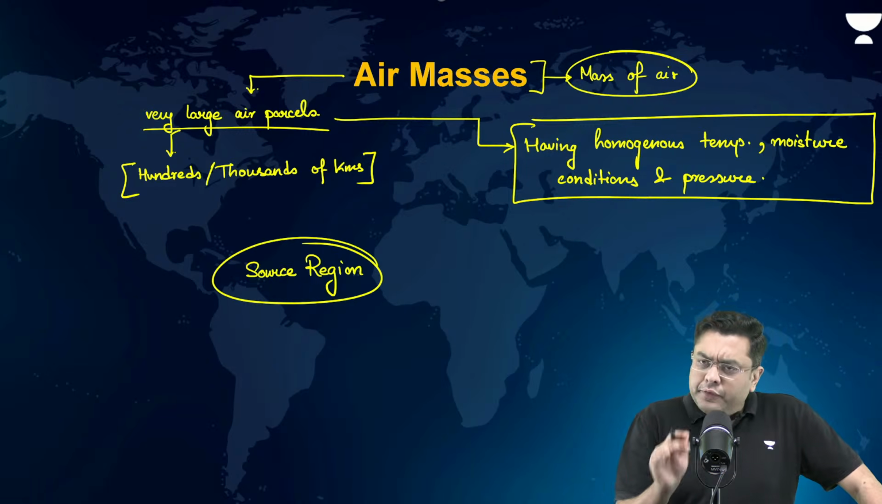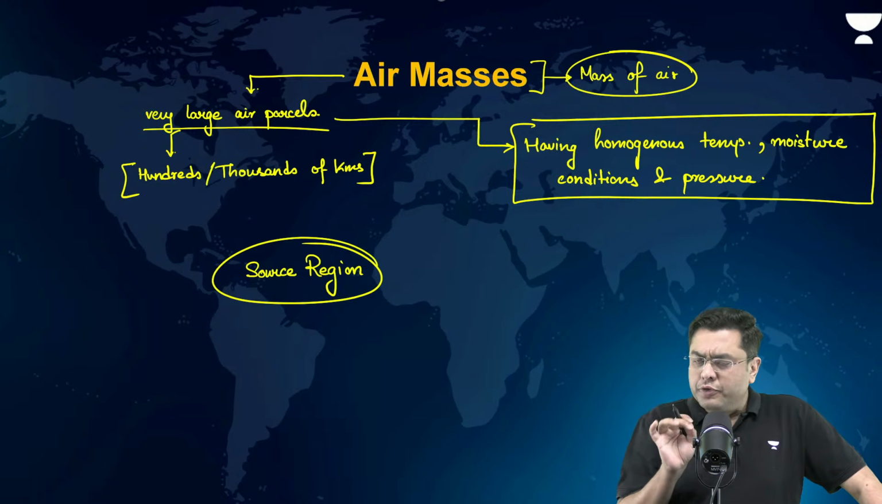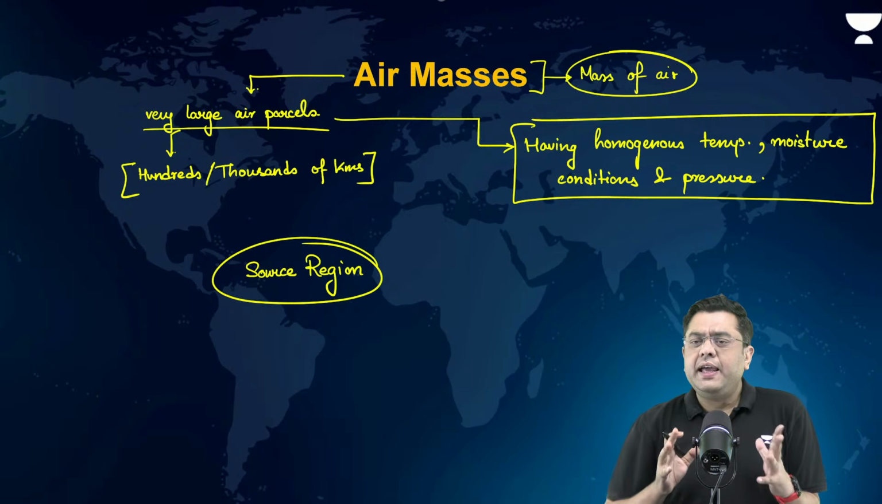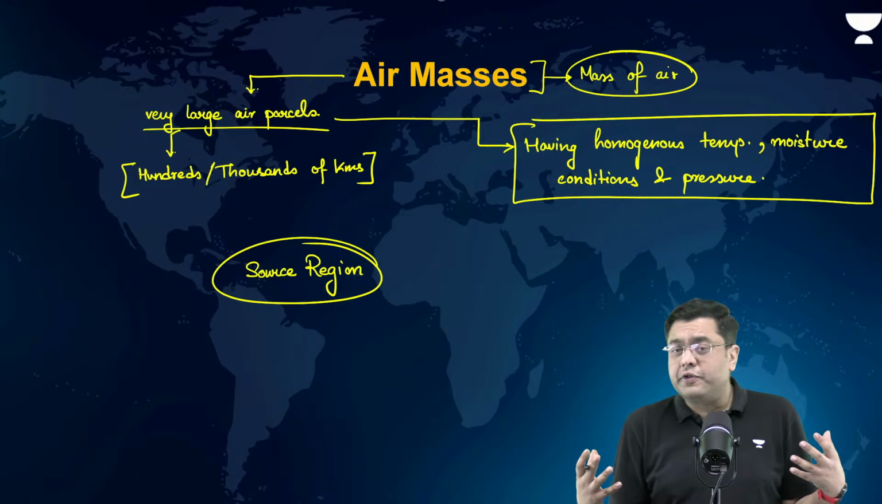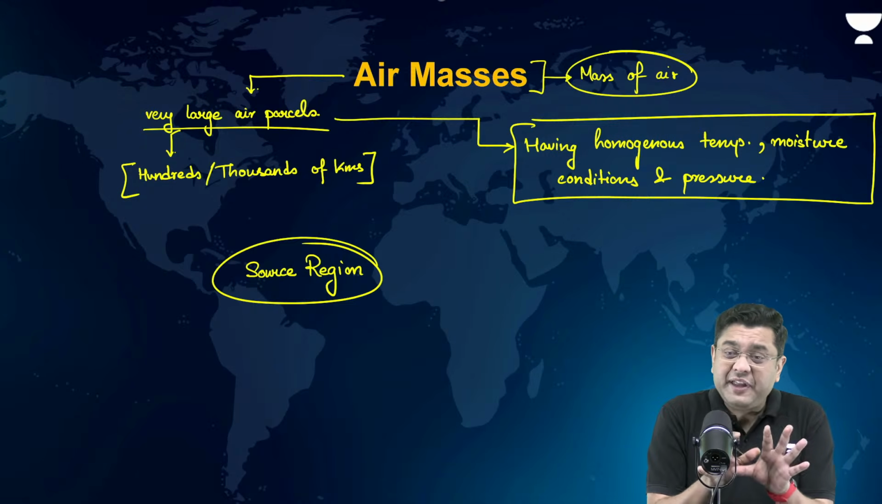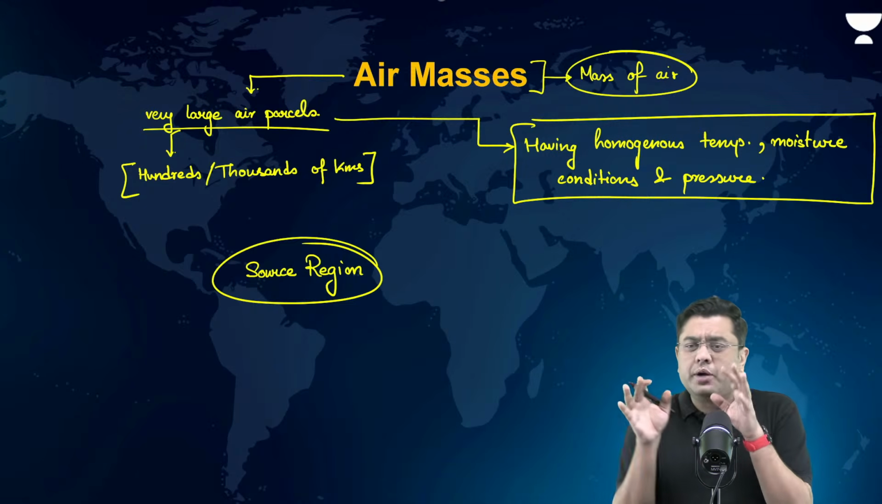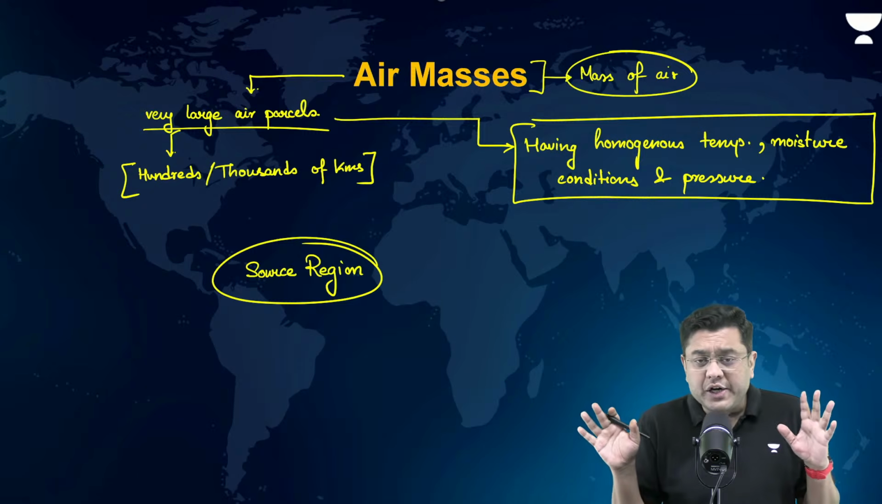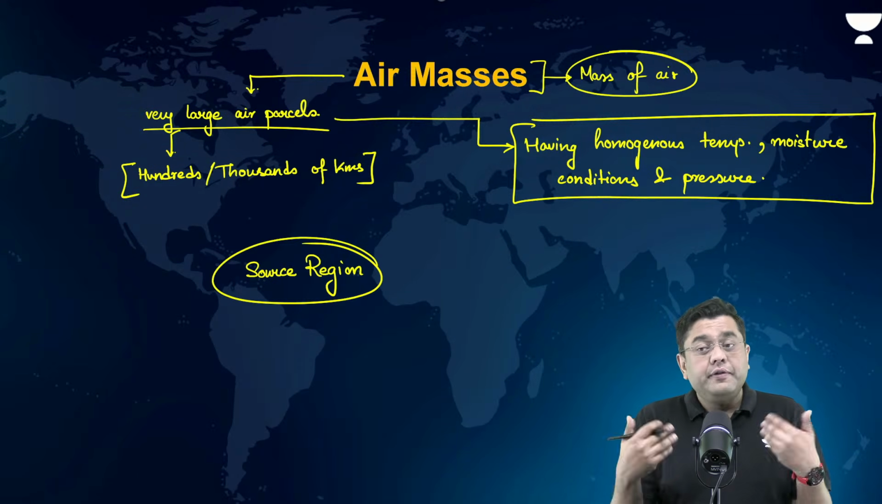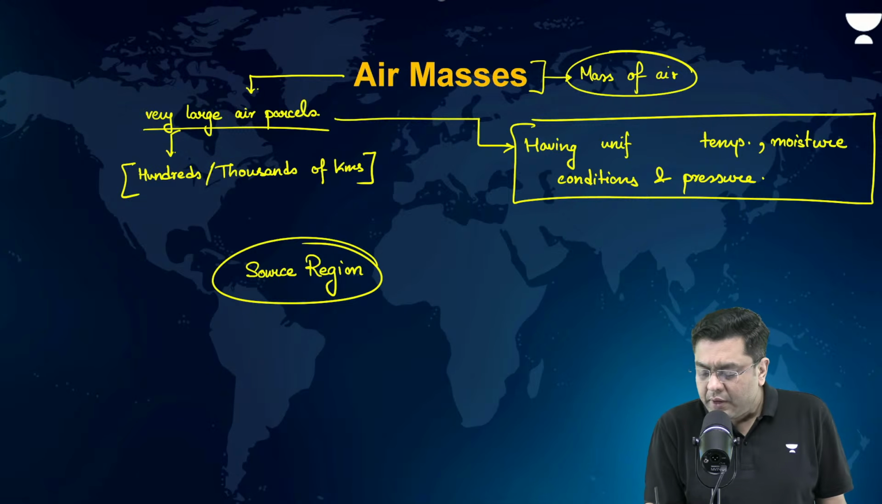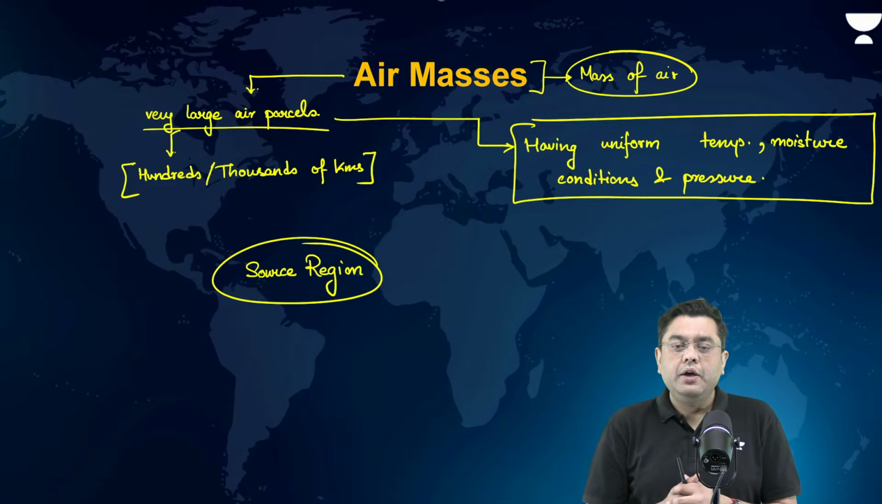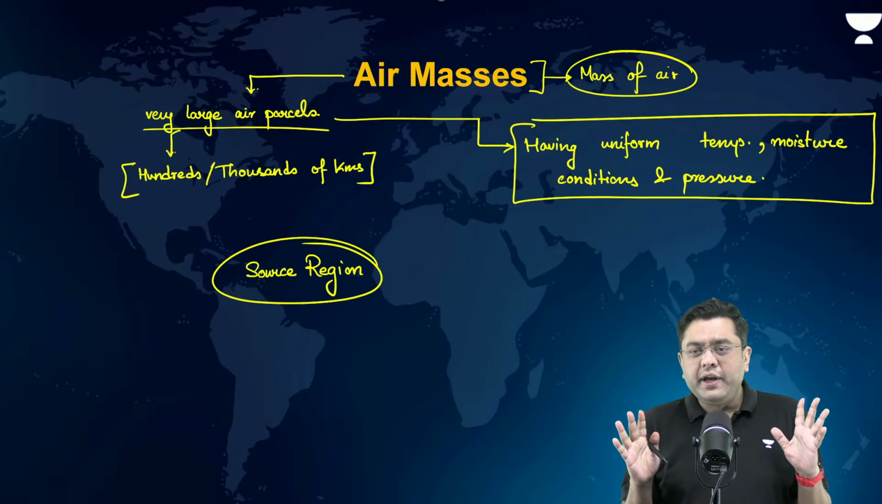Okay. So let me compile it first of all before proceeding ahead. What is an air mass? A large mass of air which can span for hundreds or thousands of kilometers, having uniform properties of temperature, moisture, humidity, and pressure. That is the case of the air mass. Homogeneous means uniform. Okay. That is your air mass.